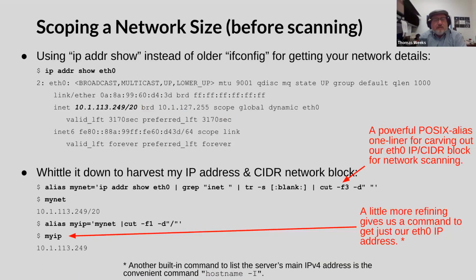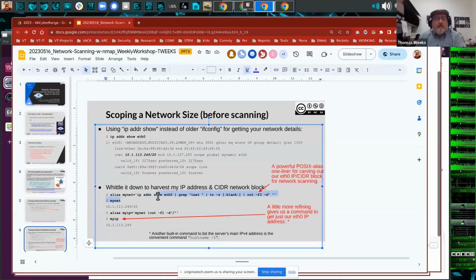What I typically do when I'm scanning, instead of copying and pasting this into every single one of my nmap commands, is make a little alias. Here's a powerful little POSIX alias one-liner I've written that'll make an alias for mynet. Now it does this ip addr show. In fact, I'm going to jump into my VM and run this command so you can see what it does. I'm only copying and pasting because I don't trust myself on the keyboard here without this environment.